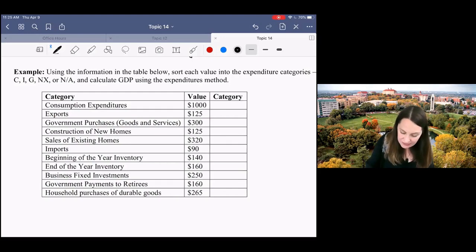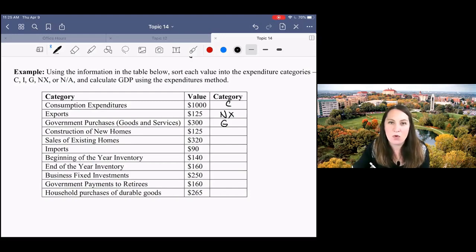So the first one is really easy, right? Consumption expenditures should go into C. Exports, also pretty easy, that goes in net exports. Government purchases of goods and services will be government spending. Okay. Now, the next couple are a little bit more tricky.